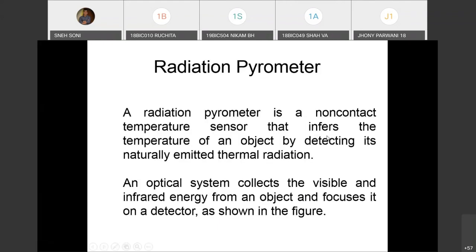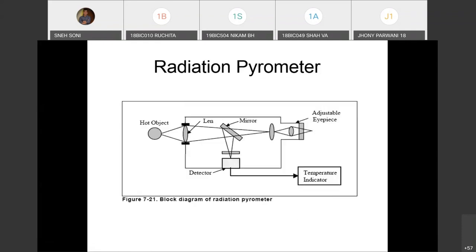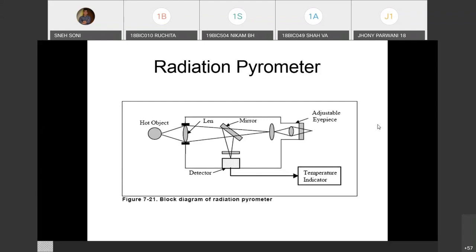A radiation pyrometer is a non-contact temperature sensor that infers the temperature of an object by detecting its naturally emitted thermal radiation. So we are measuring the thermal radiation. An optical system collects the visible and infrared energy from an object and focuses it on a detector, as shown in the figure. Good question. What is the need of the lens? Can anyone tell me what is the purpose of the lens in this structure?